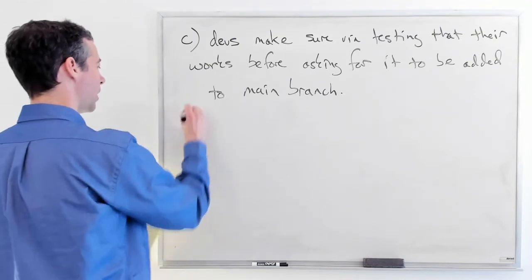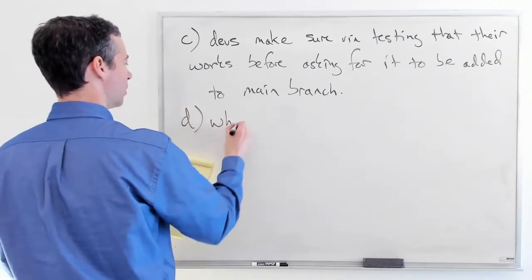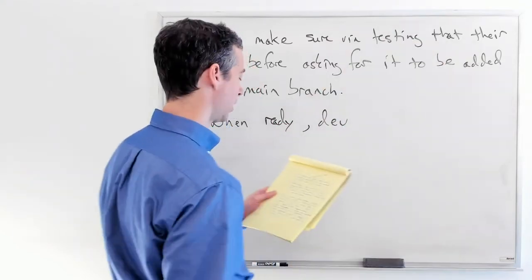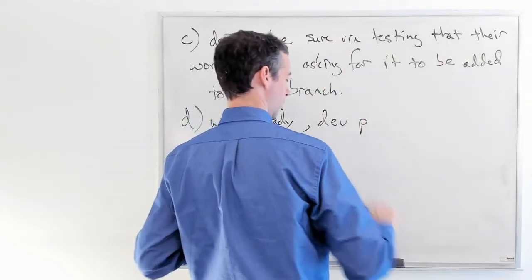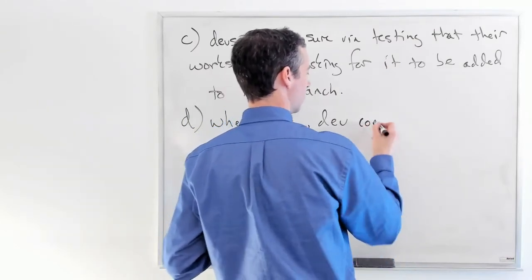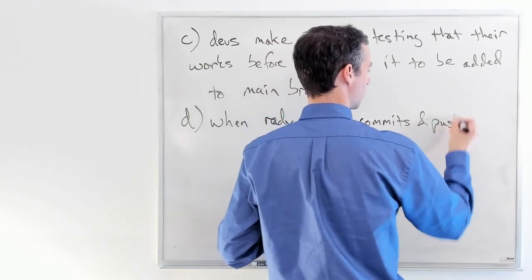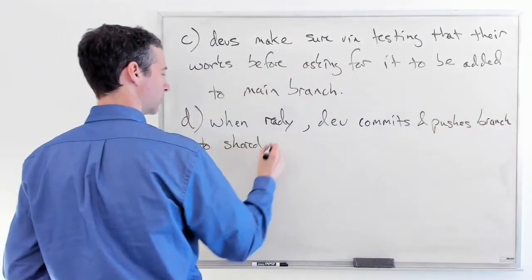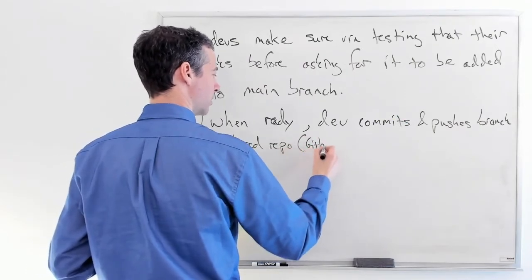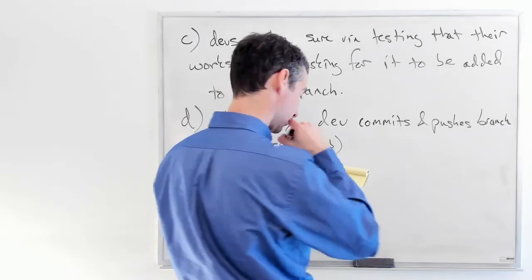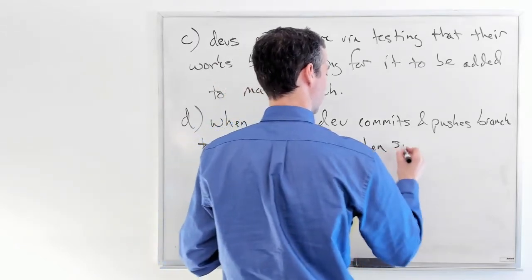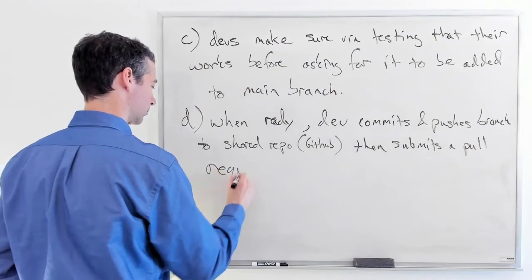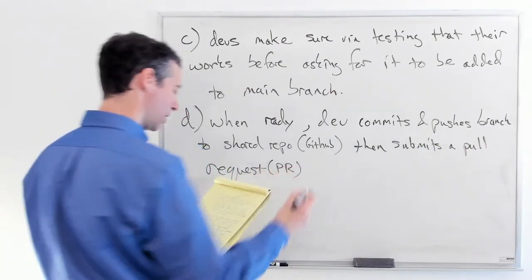Okay, so when you believe you have it ready, this asking for it is called a pull request. So basically, when ready, commits and pushes. You're going to push your branch to the shared repository. This is, again, going to be sitting here at GitHub. And then submits a pull request, often abbreviated PR.